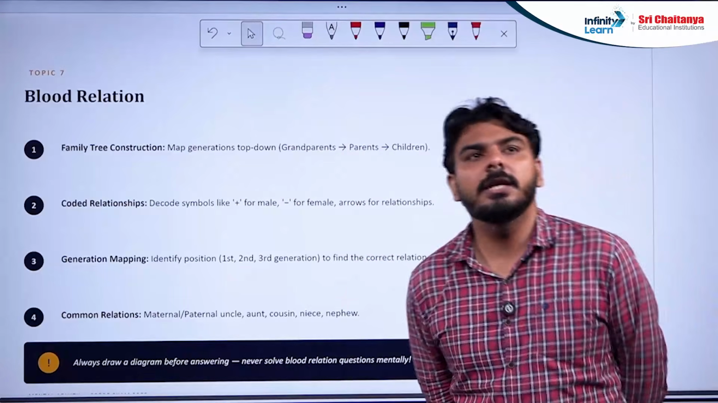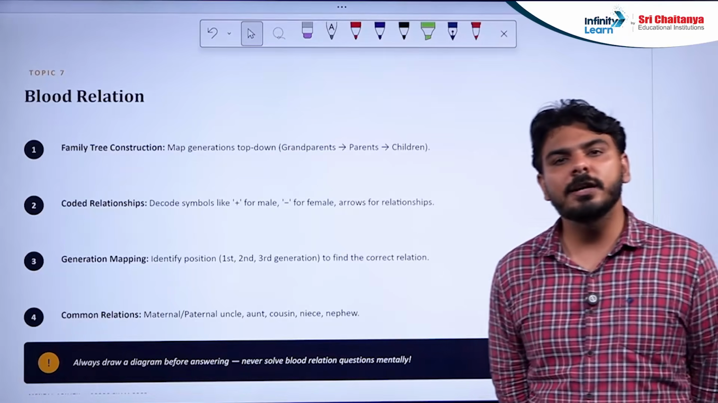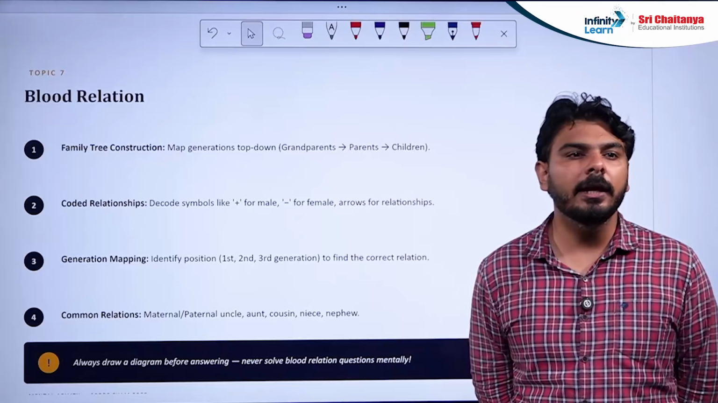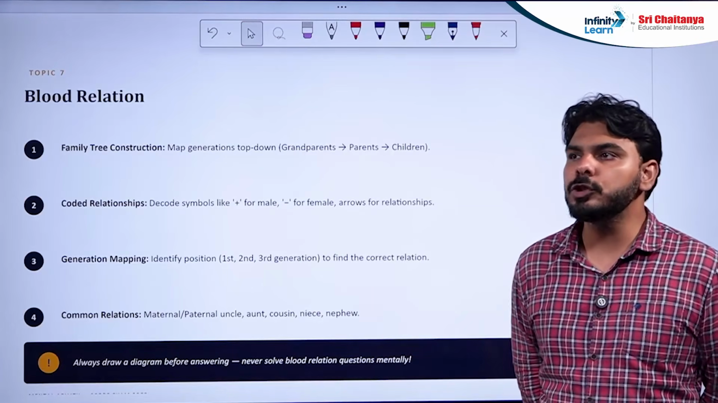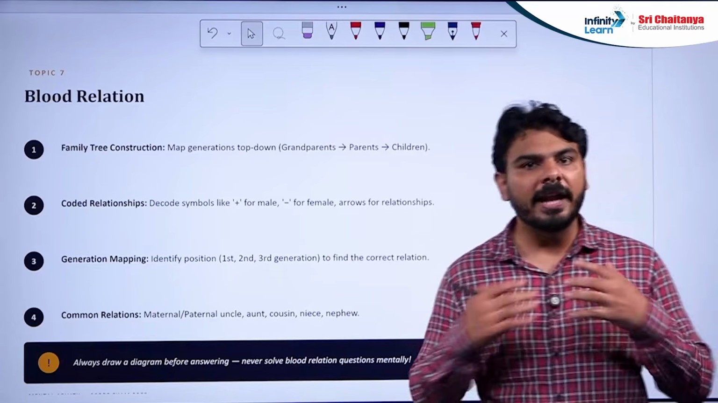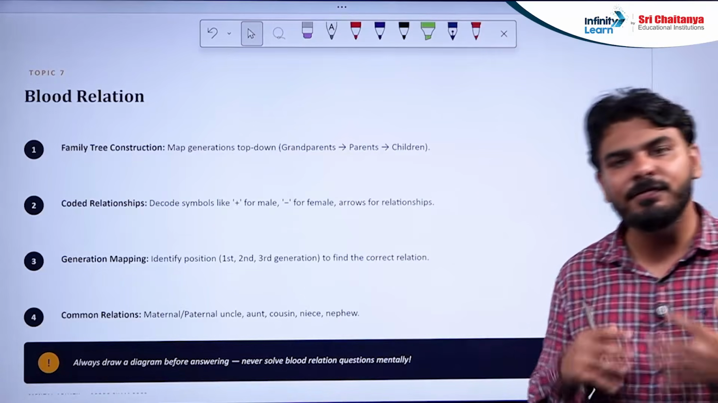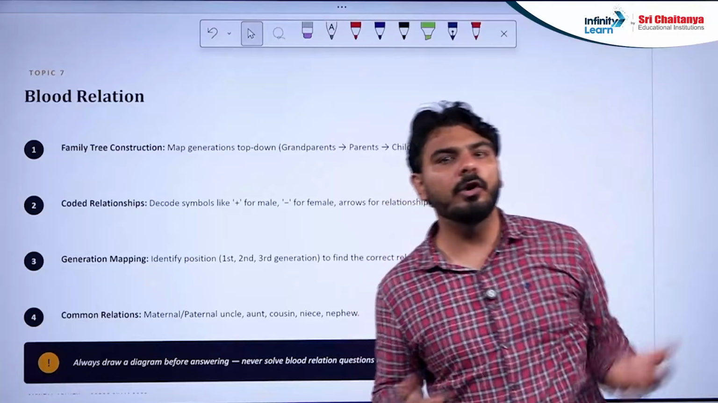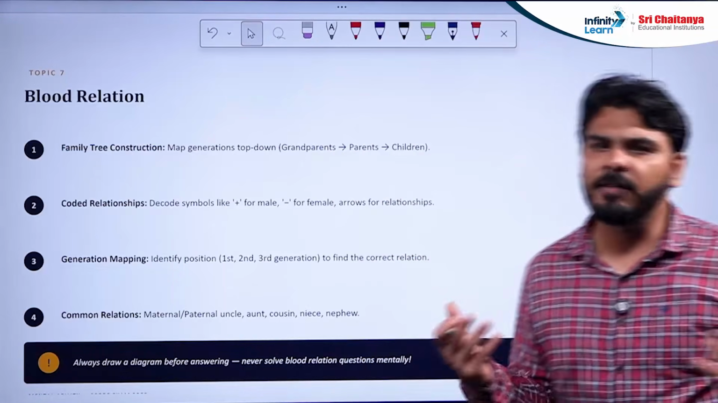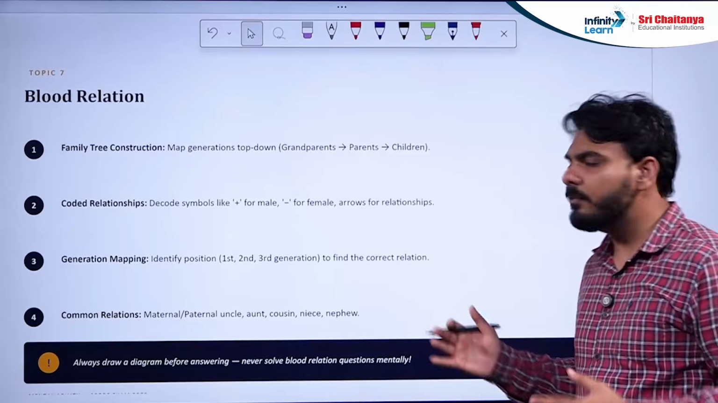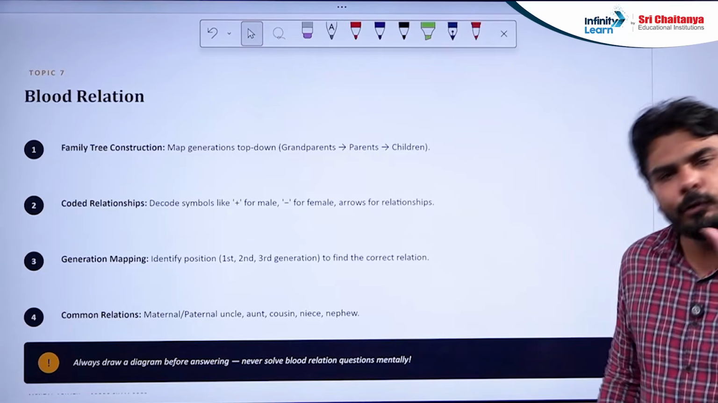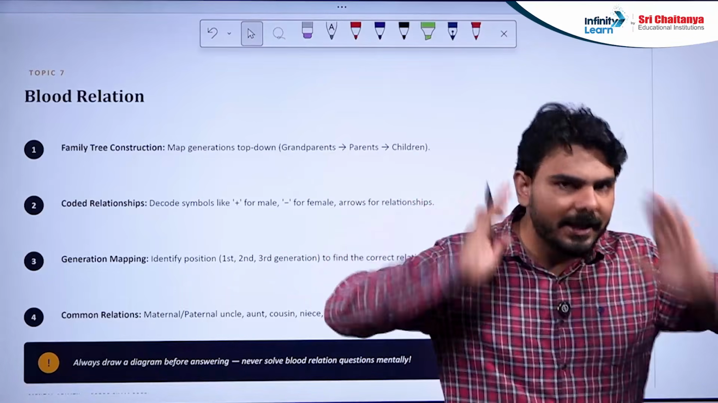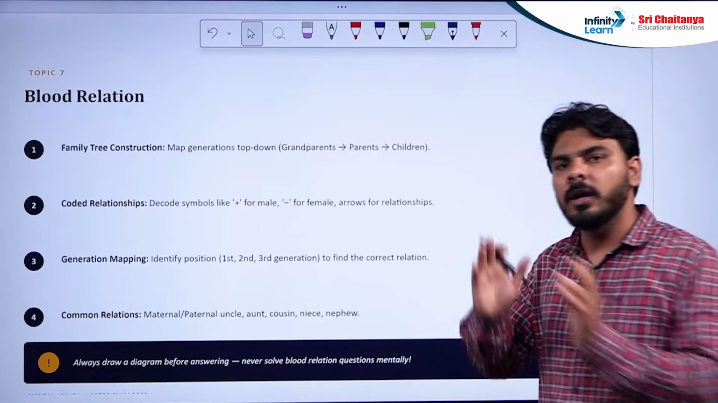Blood relation is one of those chapters that most students find very exciting, and most students find very confusing, and most students just get frightened by seeing this topic. Different types of students have different experiences with this chapter. From my point of view, it is a very easy chapter. There is nothing to worry about when you are solving it, because you just have to know how to draw a tree diagram. If you know how to draw a tree diagram for any kind of question, there is not a single thing to worry about.